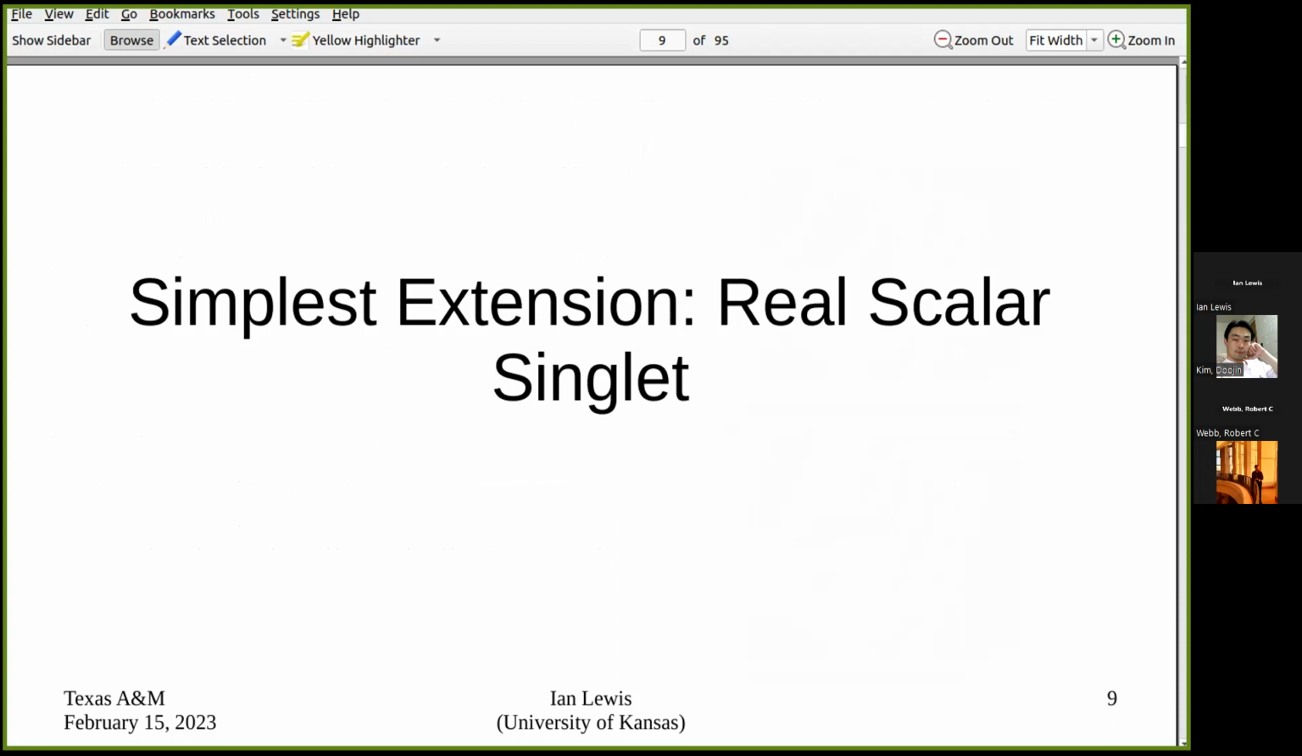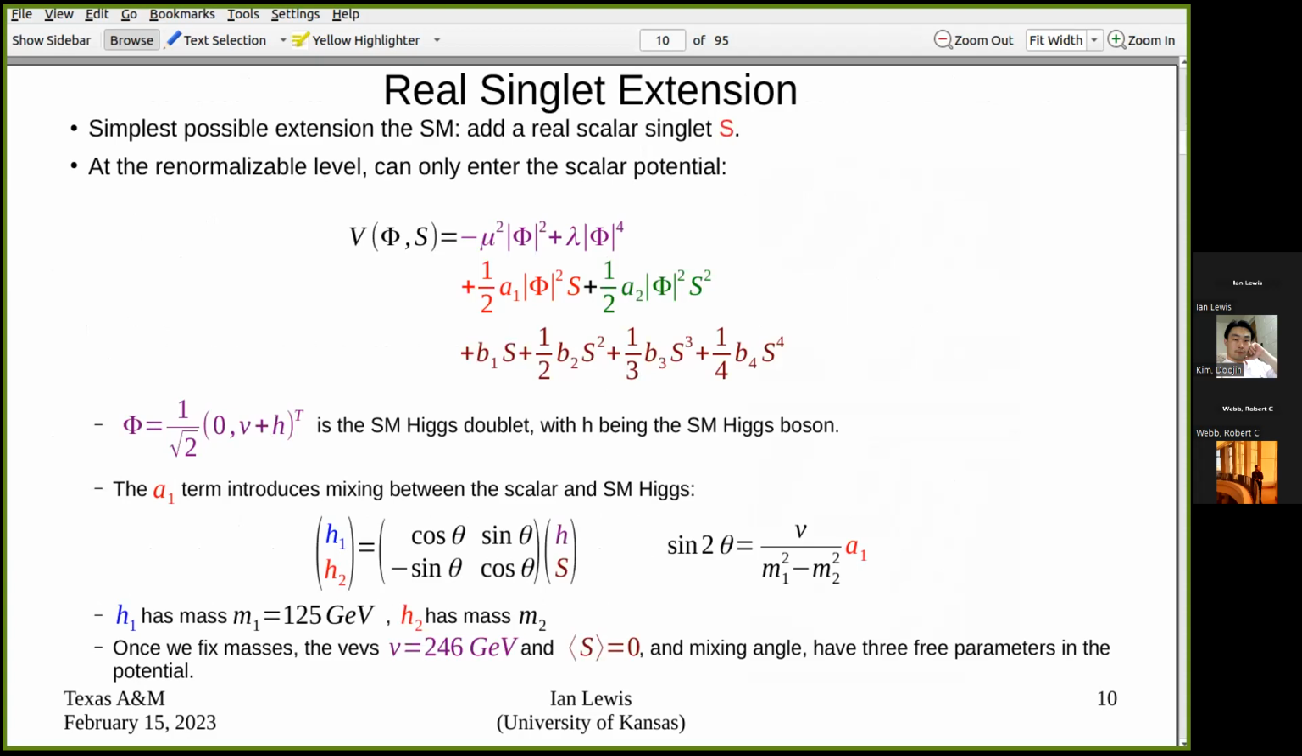So let's look at something. Let's look at the simplest extension, the real scalar singlet. This is the simplest possible thing you can do to the Standard Model, and it actually gives you the phase transition I want. So let's add a real scalar singlet S. At the renormalizable level, it doesn't have couplings to gauge bosons because, well, it's a singlet, so it has no quantum numbers under the Standard Model gauge group.